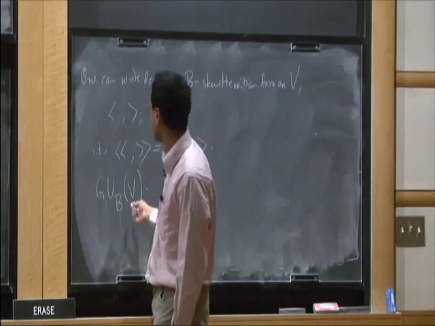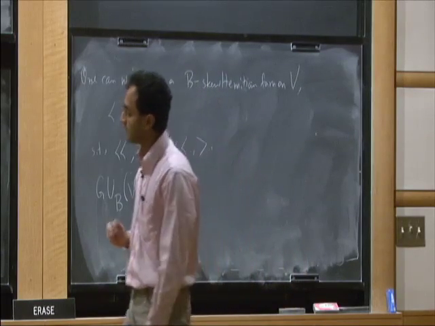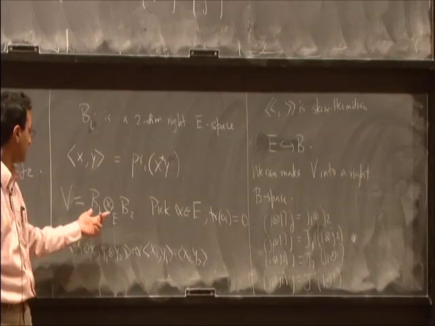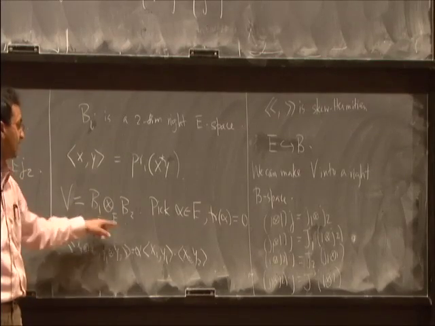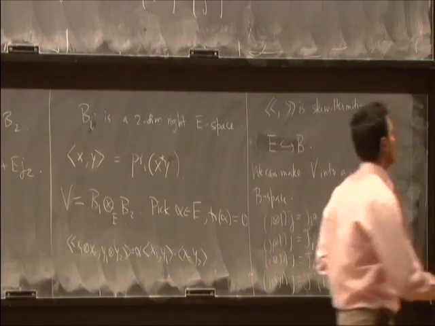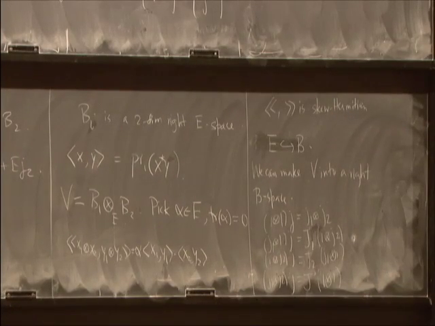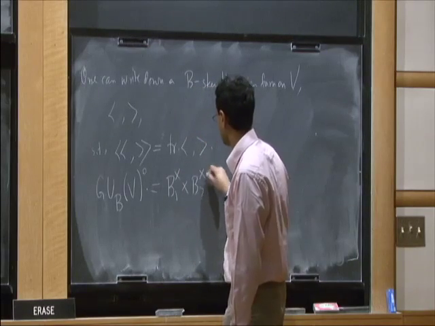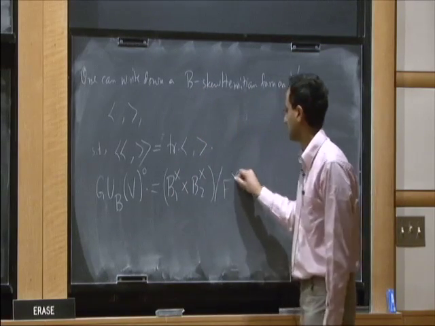Now, what is this group? You have actions of B1 and B2 on V on the left, and you can check that these in fact land there. So if you look at the connected component of this group, it turns out to be exactly B1 cross B2 cross mod F cross.